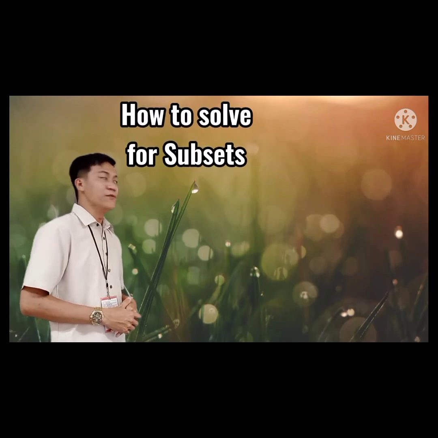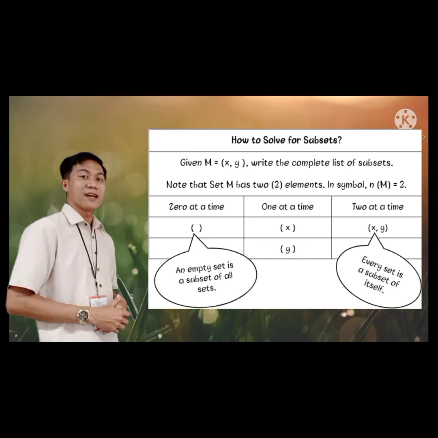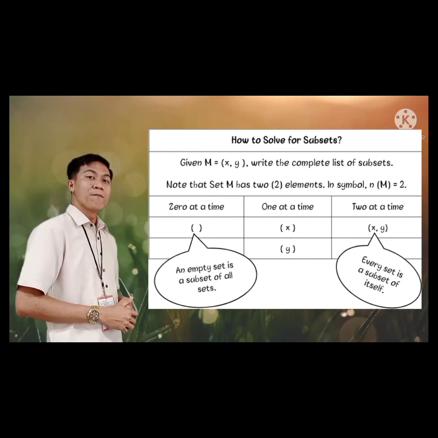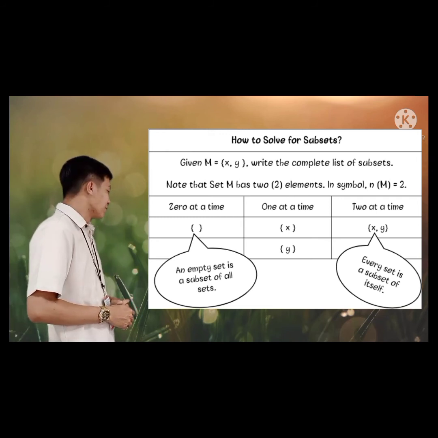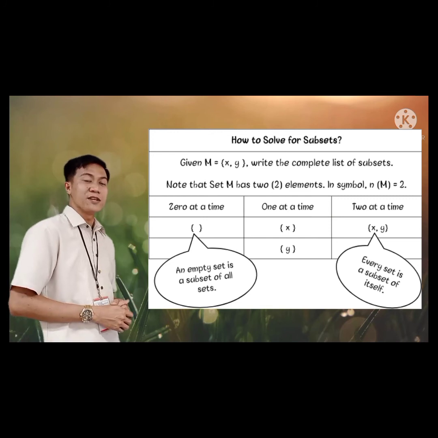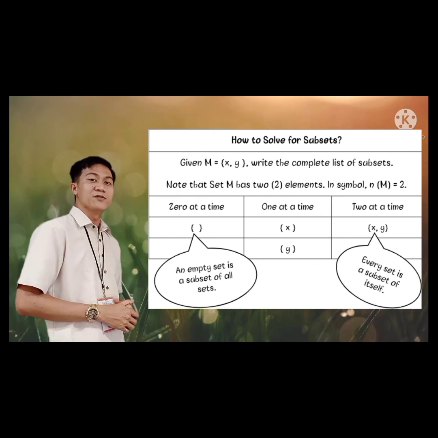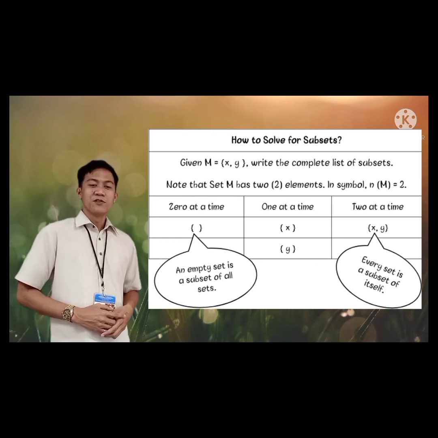So how to solve for subsets? The number of subsets of a given set can be solved using the formula 2 raised to n, where n is the number of elements in the given set. For example, if the number of elements is 3, then the formula is 2 raised to n, or 2 raised to 3. That is 2 times 2 times 2. Therefore, there are 8 subsets.